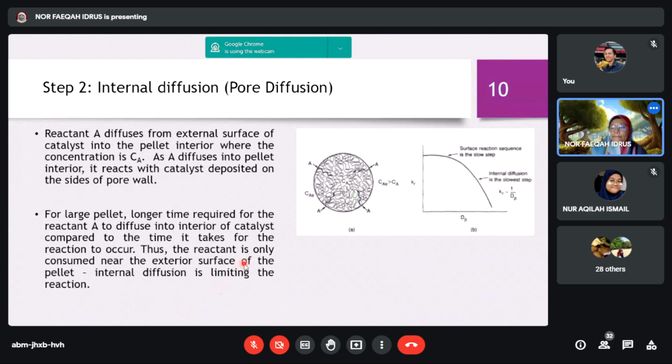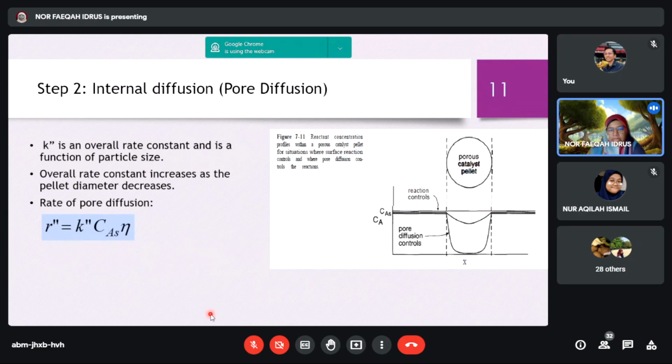Okay. So boleh faham tak internal diffusion ni? When it is diffusion limiting or when it is reaction limiting. Boleh follow ke tak? If you have any question, you can ask bila saya explain, okay, if you don't understand how the process occur. Alright. So if you don't have any question, we can proceed.